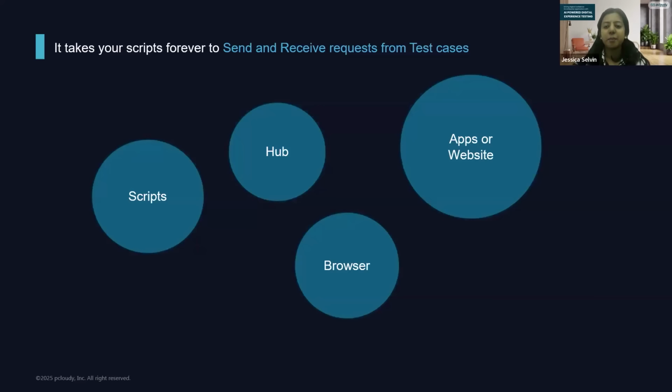So let's just take a step back and see a particular workflow on how currently your scripts are taking time to send and receive requests from your test cases, right? Let's take a typical flow: you are running your scripts, be it from your framework or from your CI/CD, you've triggered it, and now you're running it on a device cloud platform, and then you're waiting for your results, right? So what are the different points, and what is the path that your script would travel for you to get back your feedback, right?